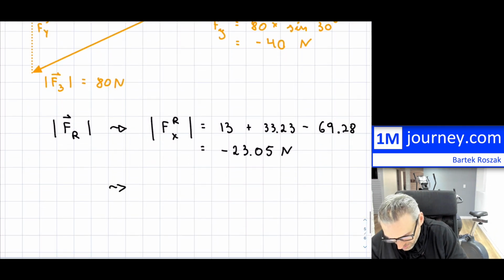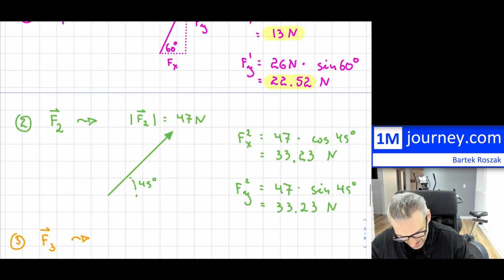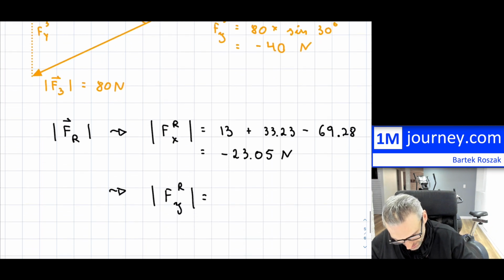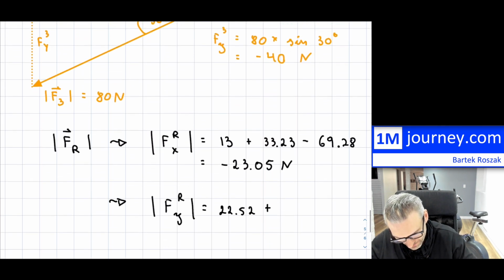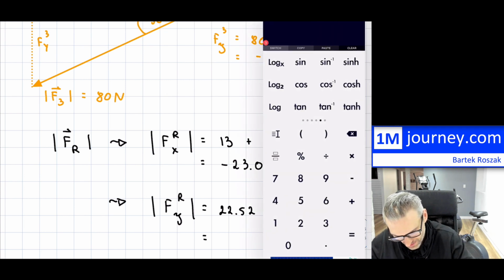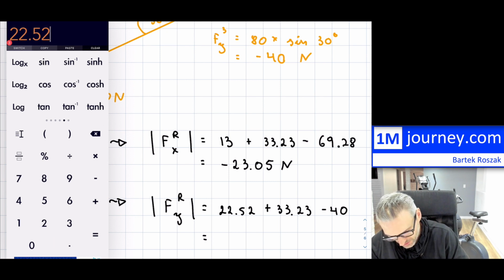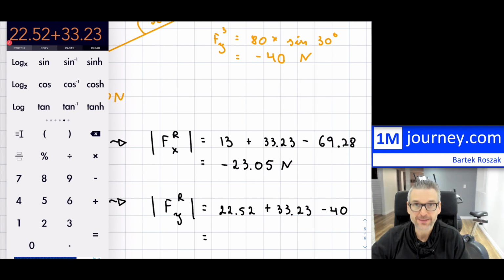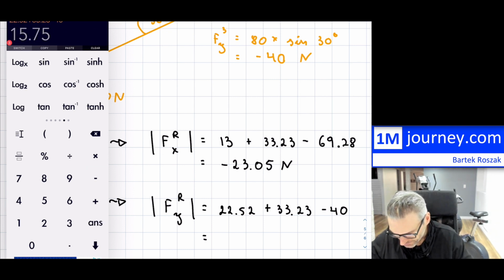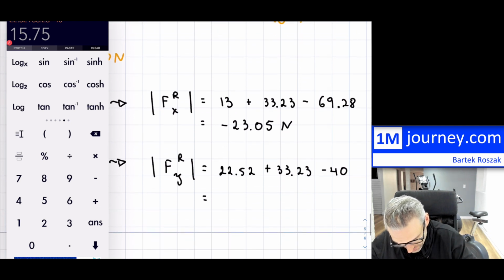Now, my y component. If I want to find the magnitude of that, if I go back in here, it's going to be 22.52, plus the second one, which was 33.23, and then the last one, minus 40, because it was down. So let's see what this is going to come out to. 22.52 plus 33.23, and then minus 40. So this is actually positive, so it's going to be up. So this is 15.75 newtons up.